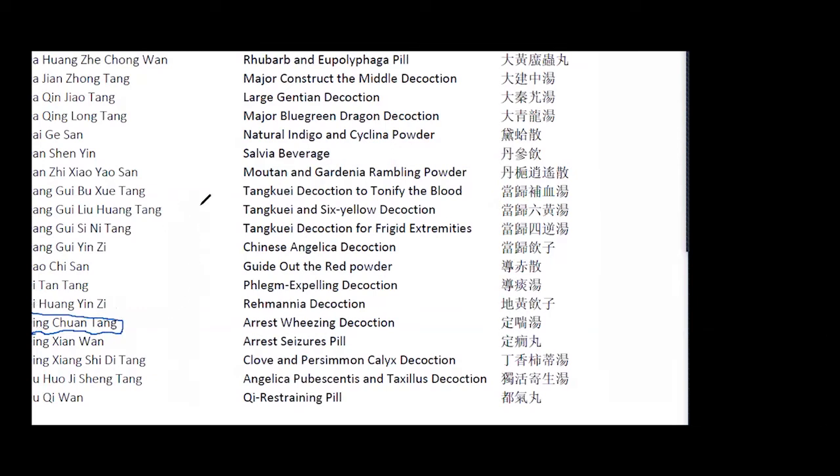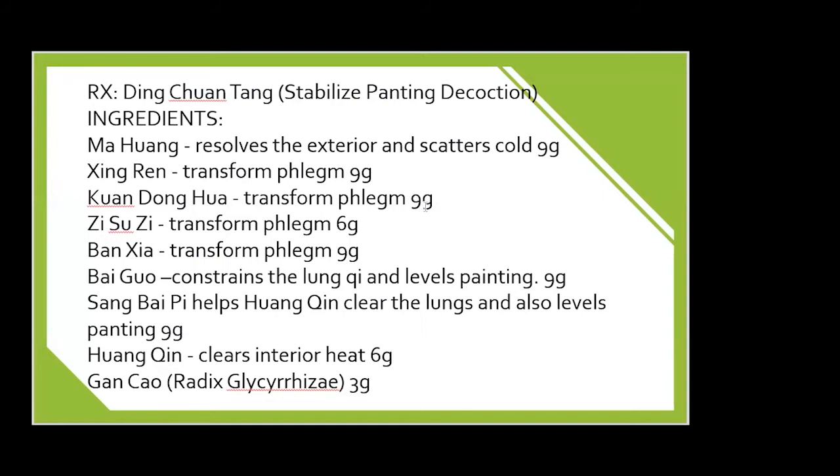So all the formulas we're talking about, even as required for CTCMA, you had better remember the ingredients, because later on, when we go to the CTCMA board exam, they may ask you for the ingredients. But if the formula we're talking about is not in the CTCM list, it's not necessary to remember. So Ding Chuan Tang is in the CTCM list. You'll see pretty similar ingredients in there.